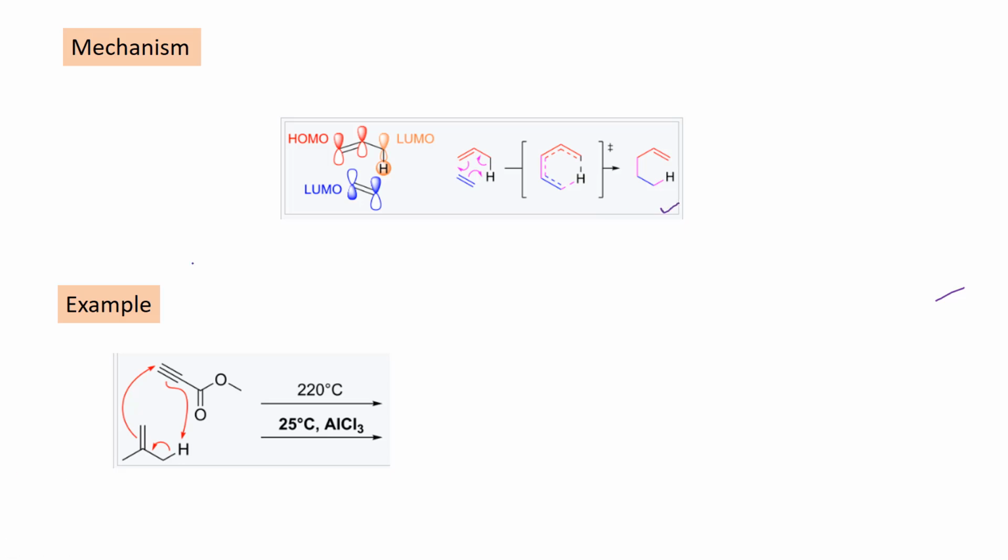Now instead of this double bond, we can use a triple bond also. So what will happen in that case? Here two conditions are given. One is heating to 220 degrees, and if you add a Lewis acid, then the heating can be decreased to 25 degrees also. This is like an or: you can use this condition or this one. From the arrows you can get an idea.